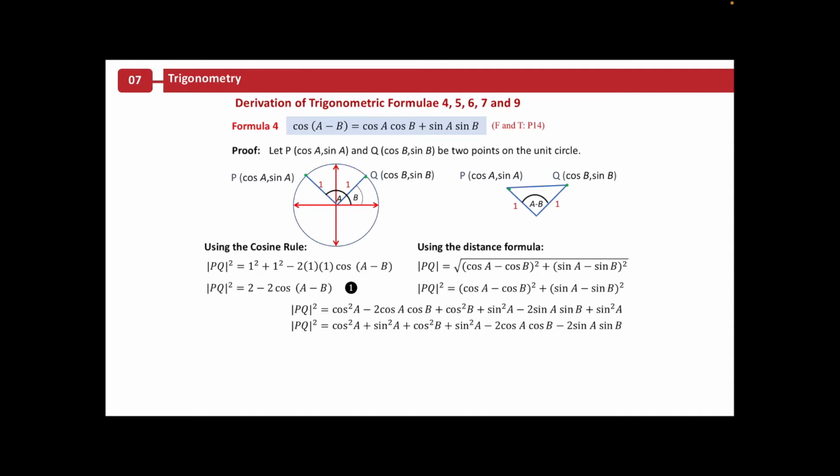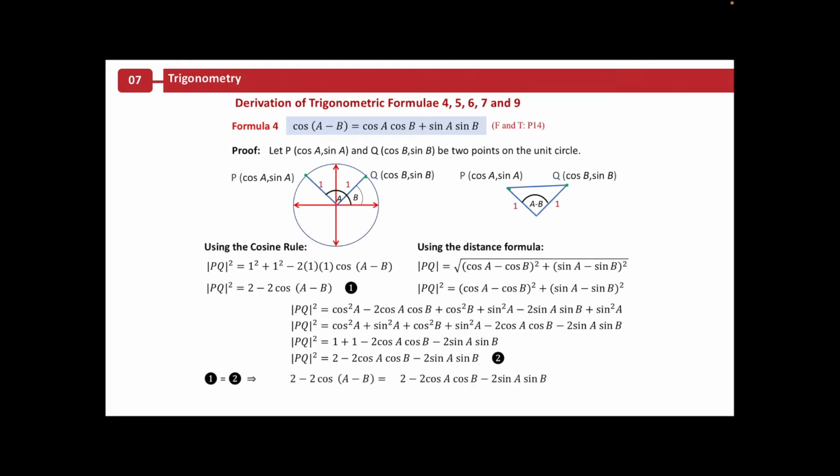Simplifying this gives us cos squared A plus sin squared A plus cos squared B plus sin squared B minus 2 cos A cos B minus 2 sin A sin B. PQ squared equals 1 plus 1 minus 2 cos A cos B minus 2 sin A sin B. This gives us PQ squared equals 2 minus 2 cos A cos B minus 2 sin A sin B. We now have two formulae for PQ squared, and we can equate these.